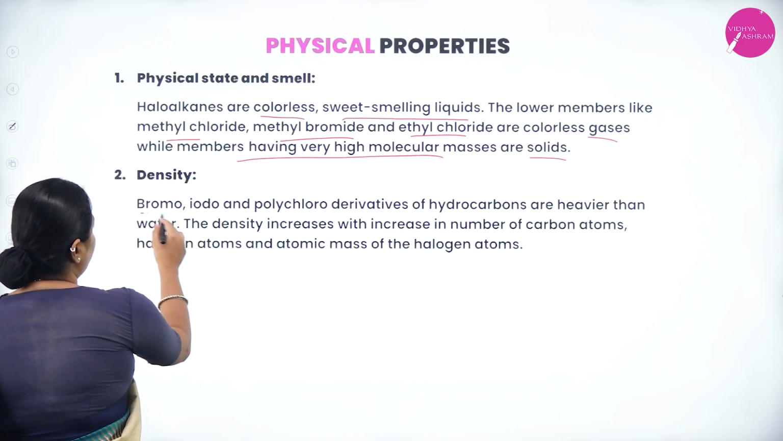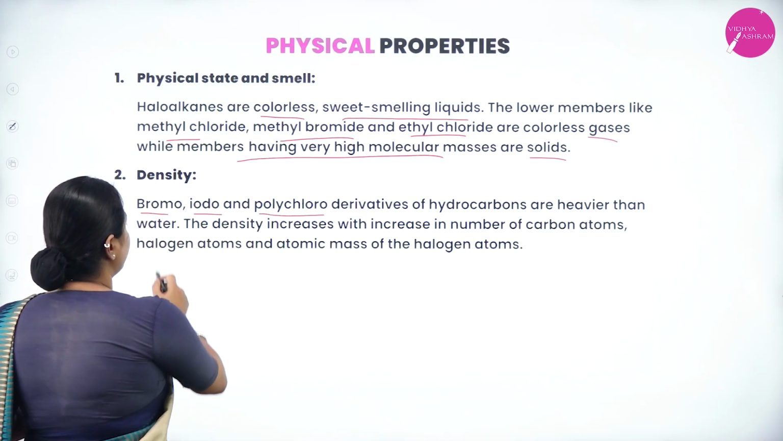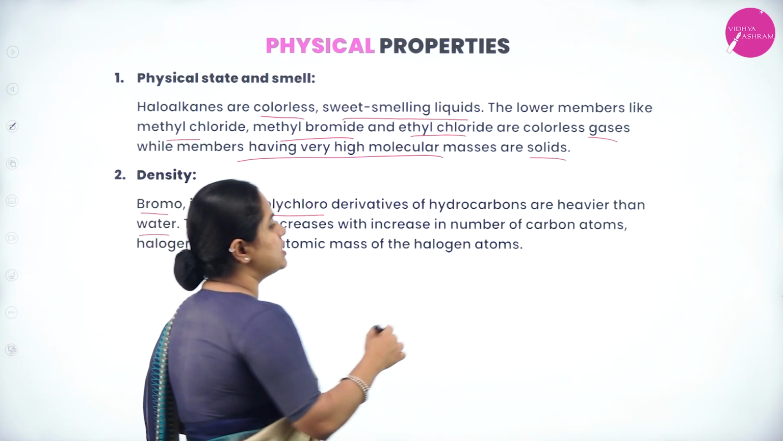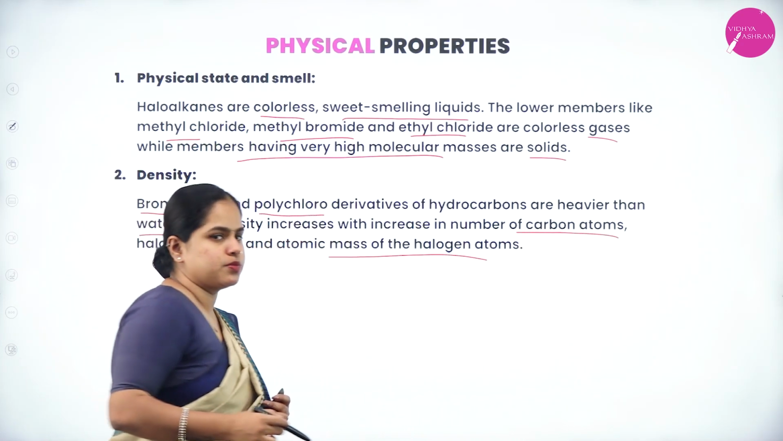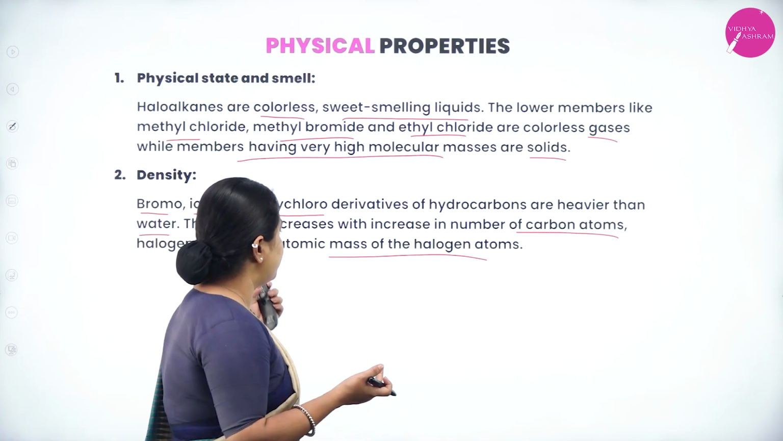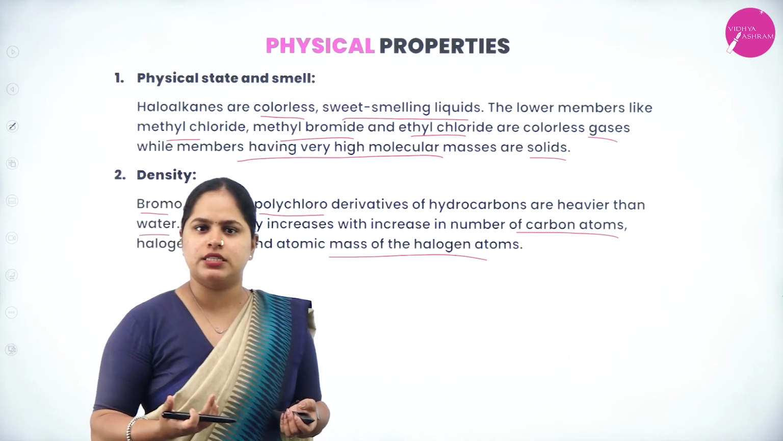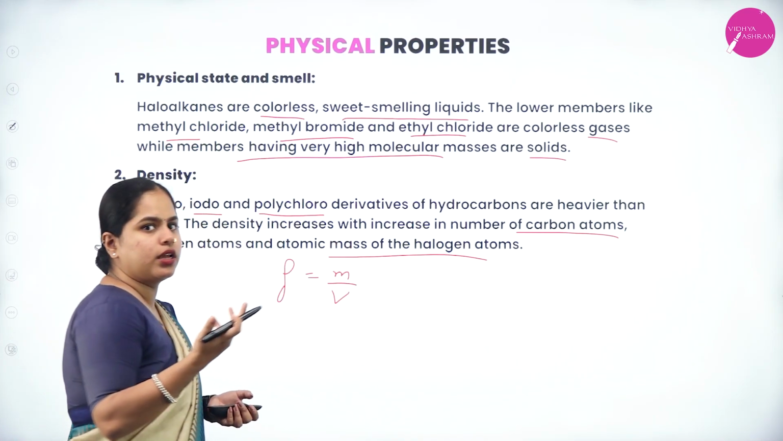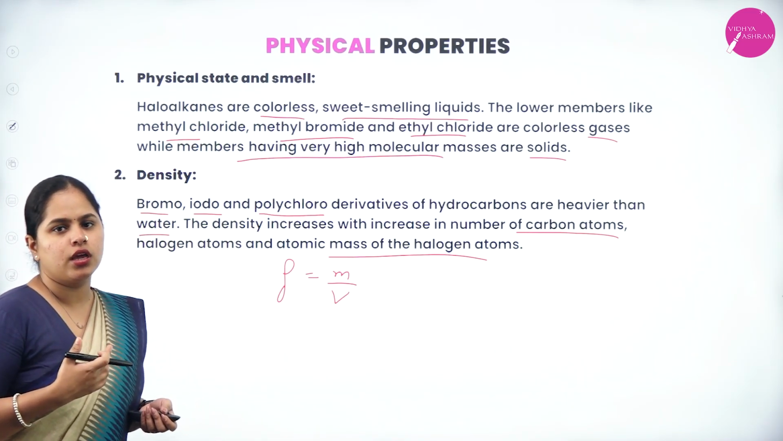Density: bromo, iodo and polychloro derivatives of hydrocarbons are heavier than water. The density increases with increase in number of carbon atoms, halogen atoms and atomic mass of halogen atoms. So as the number of halogen atoms and carbon atoms increases, as well as the atomic mass of halogen atom, what happens? The density also increases. What is density? Density is mass by volume, right? So when the mass increases, density also increases. Clear? So these are the physical properties in general of haloalkanes.